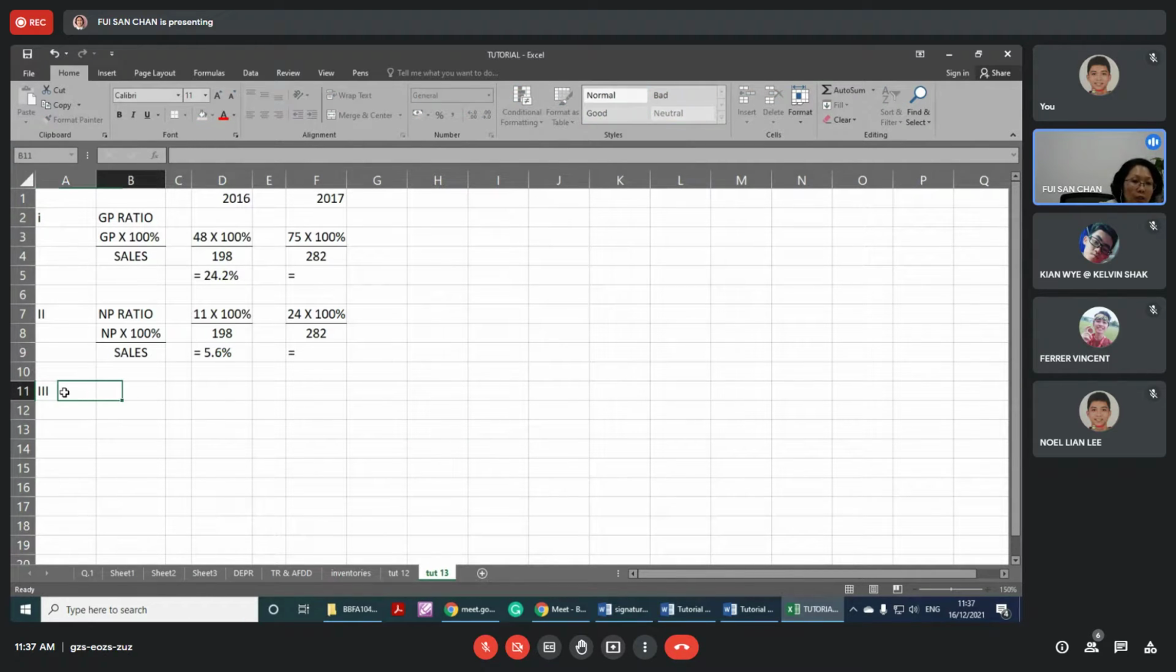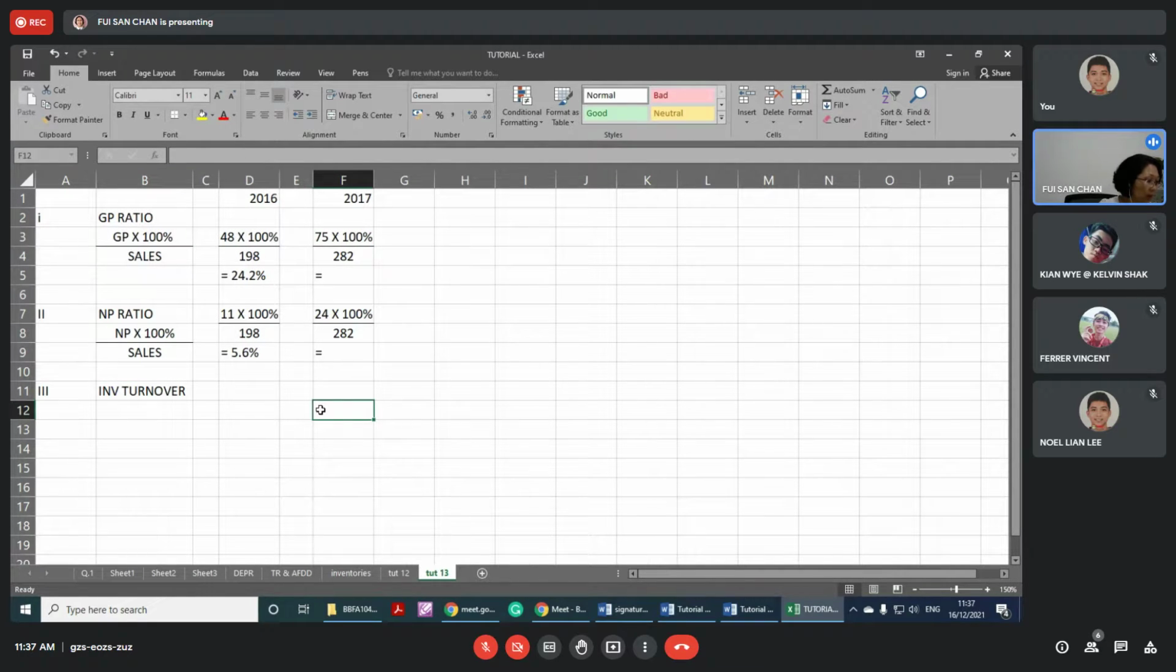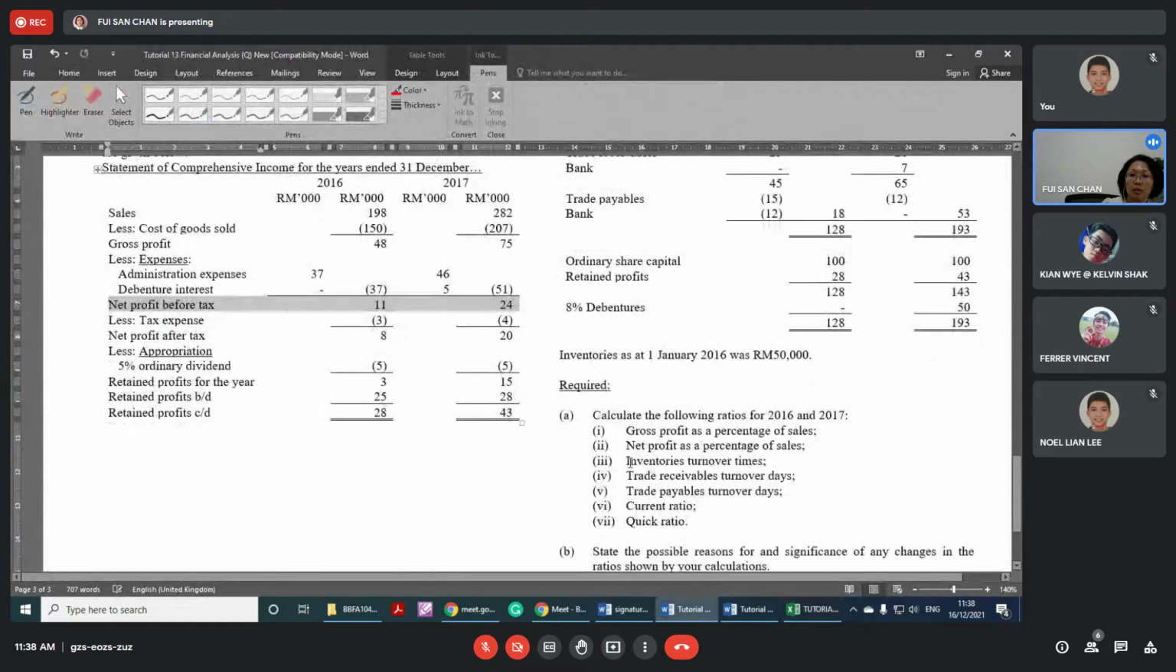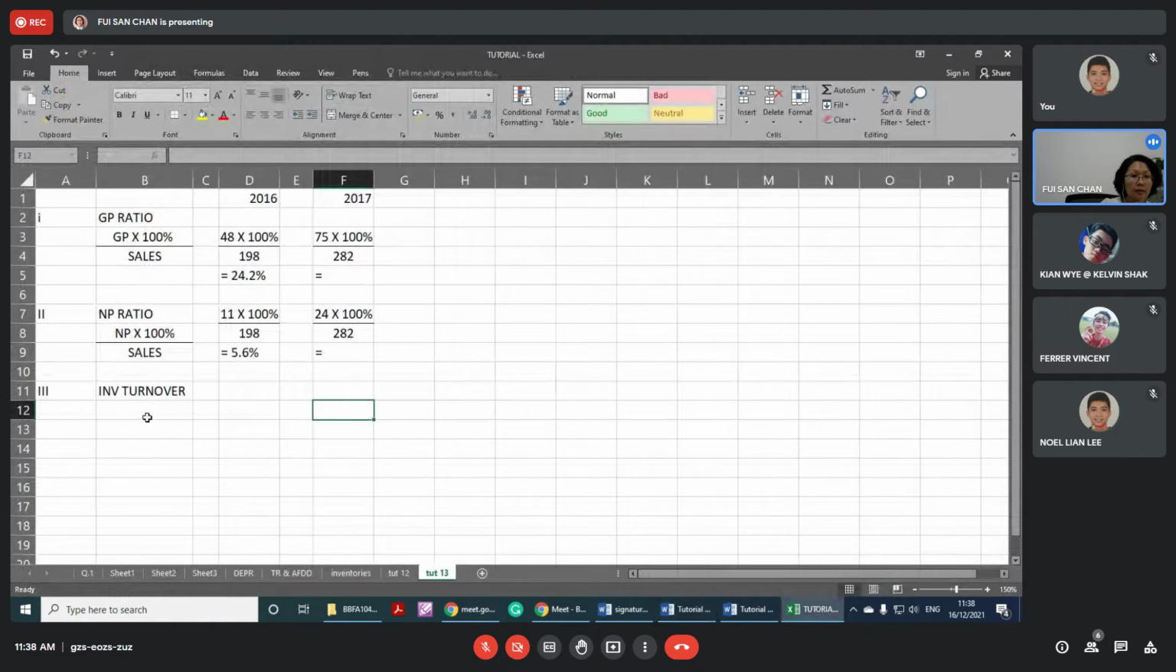Now number three is what? Inventory turnover. So what is the formula? Inventory turnover, like I said, can be in times or in how many days. So which one? You look at your question. If the question says times, then you do times. So please be careful.